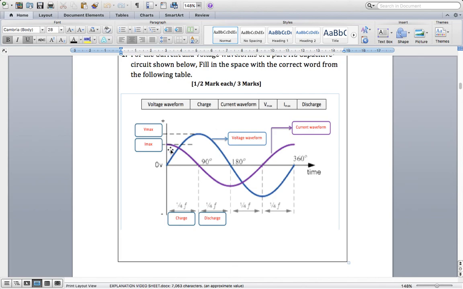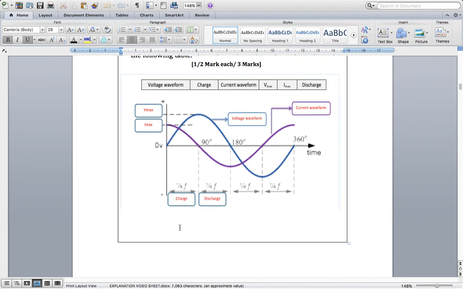I repeat, the capacitor's first wave is this one, which is the current waveform. It's not voltage. The first waveform of a capacitor is current, the second is voltage. The topmost part of the voltage waveform is Vmax, maximum voltage, and of the current waveform is Imax, maximum current. So this is it.